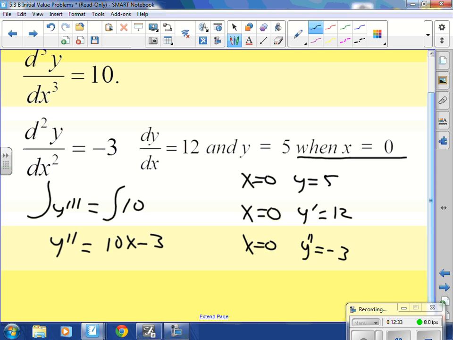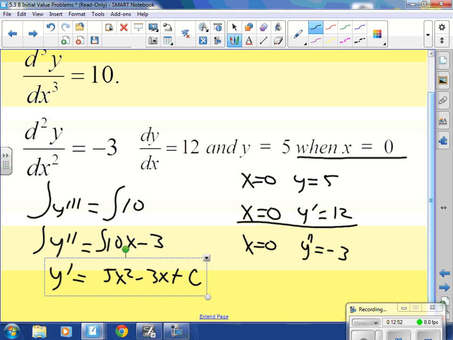Let's go back to work. The antiderivative of y double prime is y prime: 5x squared minus 3x plus a constant. Now we go to this condition. 12 has to equal 5 times 0 squared minus 3 times 0 plus some constant, and that constant is 12. I think you'll learn to like it when x is 0.